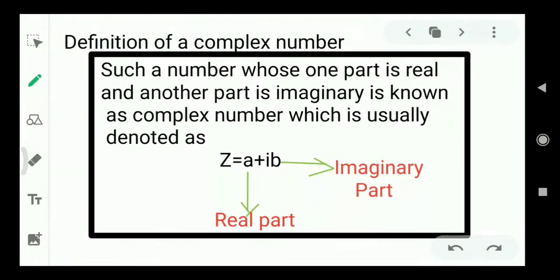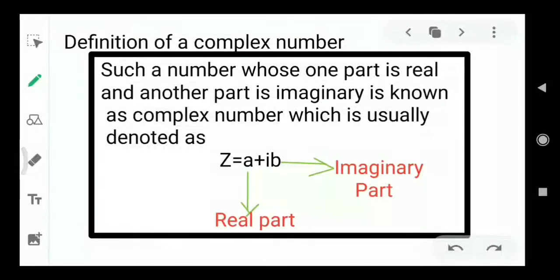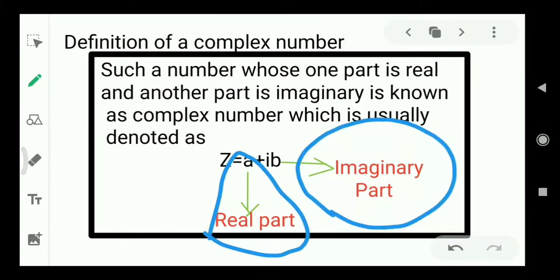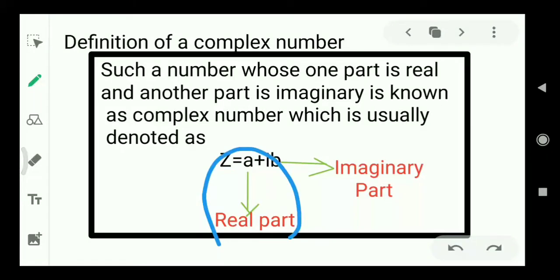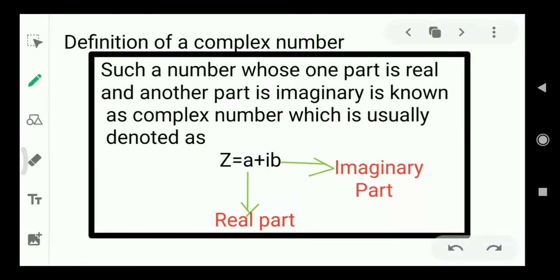Let me come to the definition of a complex number, which will tell us what exactly a complex number is. Such a number whose one part is real and another part is imaginary is known as a complex number, which is usually denoted as z is equal to a plus ib. Here, one part is real and another part is imaginary. One real part, one imaginary part. Combining together, we get our whole complex number. So, this is what exactly a complex number is.